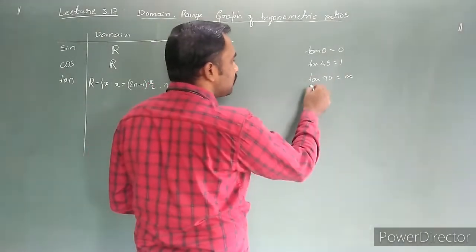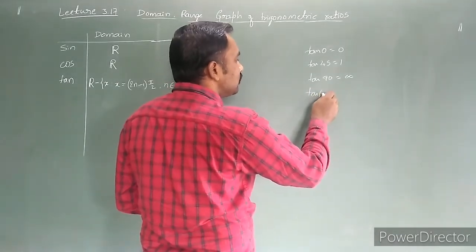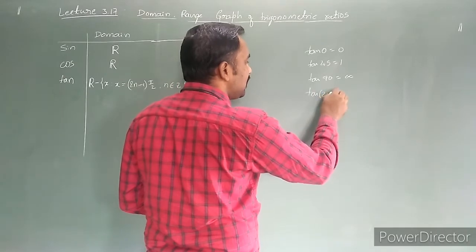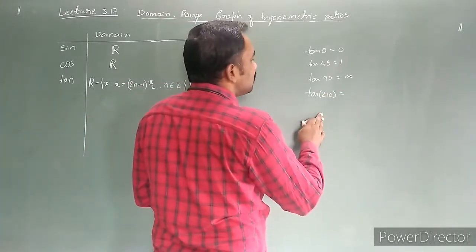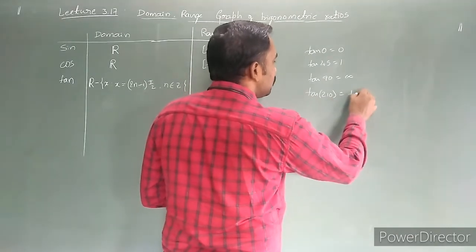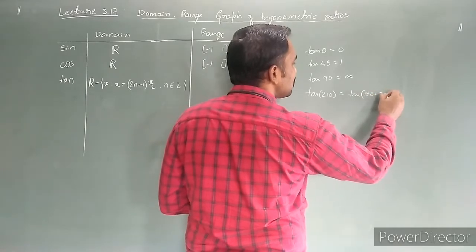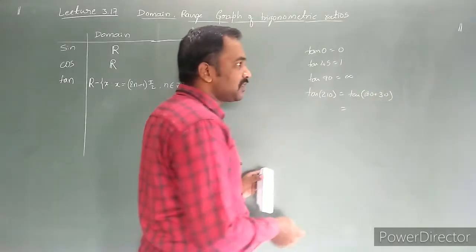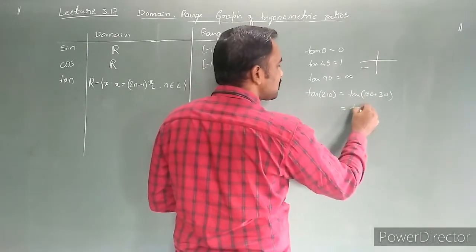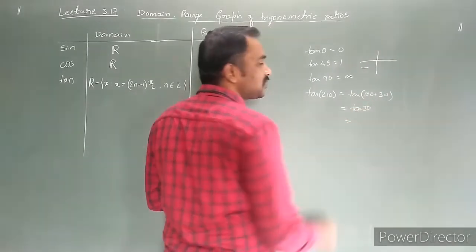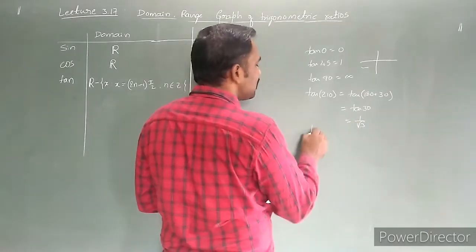And similarly, for example, tan of 210. What is the tan of 210? 210 is not a standard angle. Split it: 180 plus 30. What is the tan of 180 plus theta? Third quadrant, tan is positive, so it equals tan of 30. What is the tan of 30? Tan 30 is 1 divided by root 3.